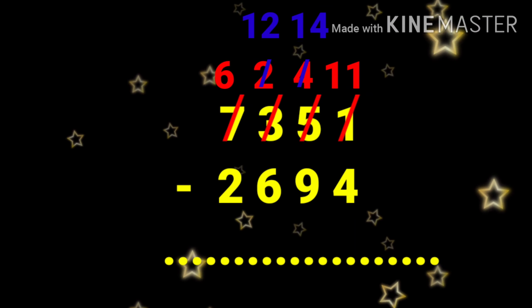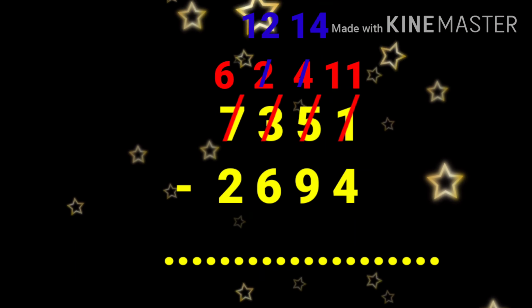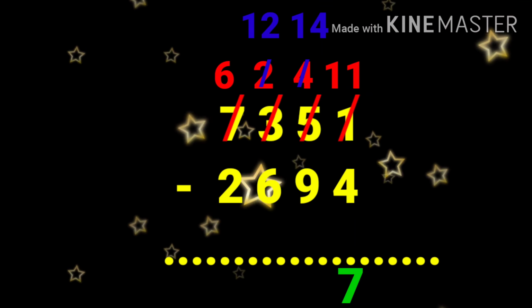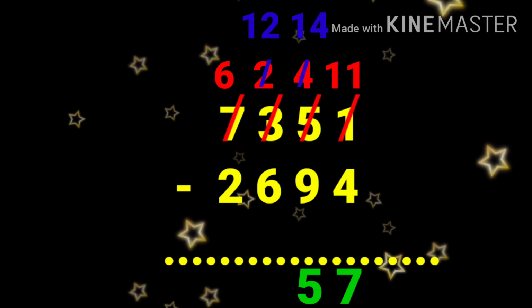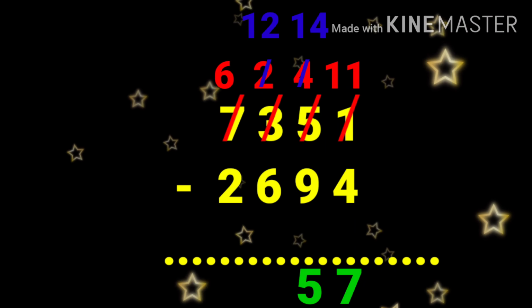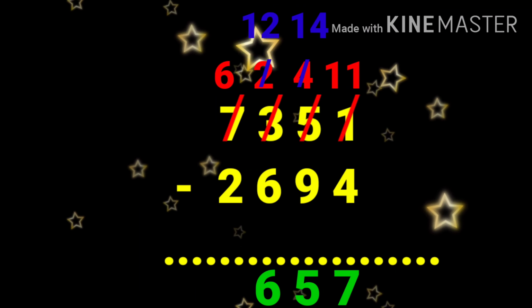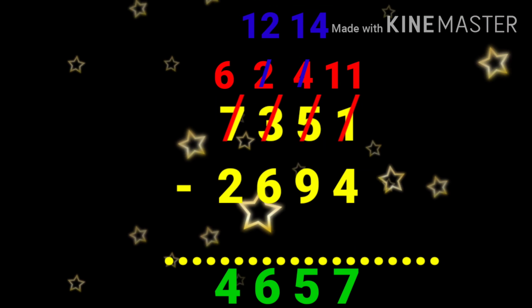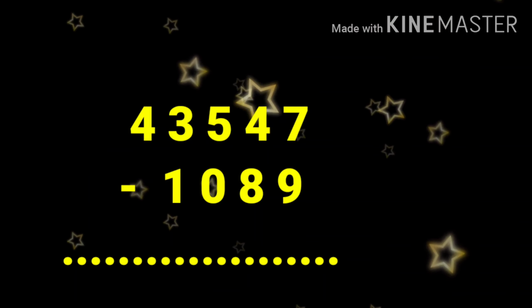Now what should be added to 4 to get 11? So 7 will be added. Now what should be added to 9 to get 14? Then 5 will be added. Now what should be added to 6 to get 12? So the answer is 6. Now what should be added to 2 to get 6? That is 4. So the final answer is 4,657.